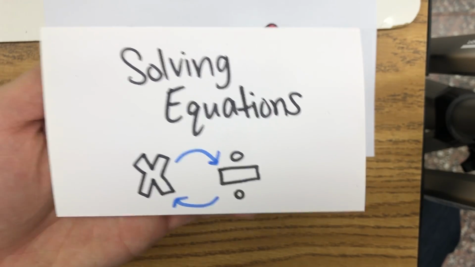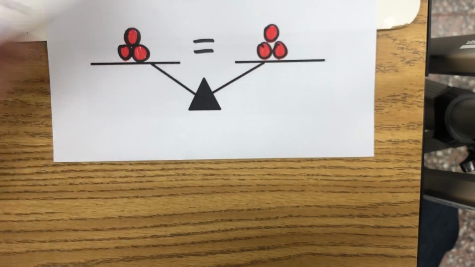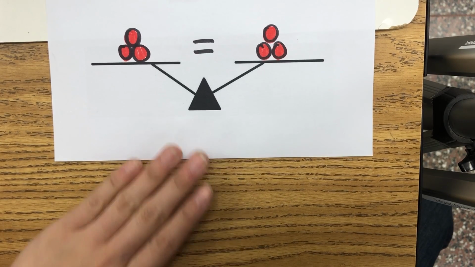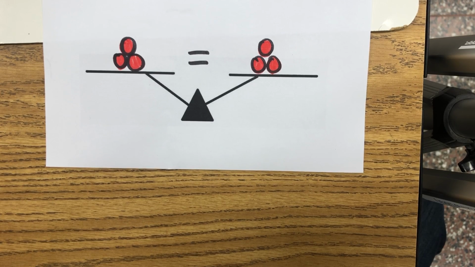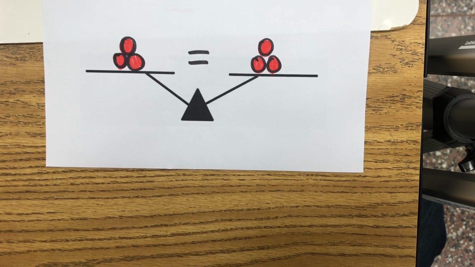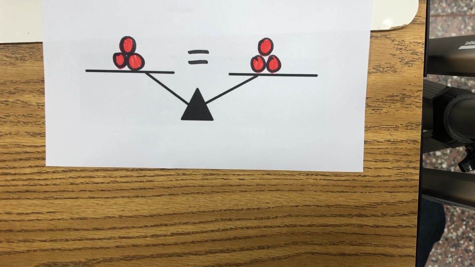This is solving equations using multiplication and division. So a reminder, an equation is saying that two quantities are equal. In an equation, we have a left side of the equal sign and we have the right side of the equal sign. One way to think of equations and keeping things balanced and equal is a scale.